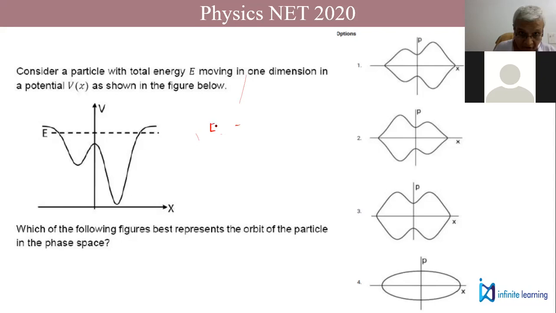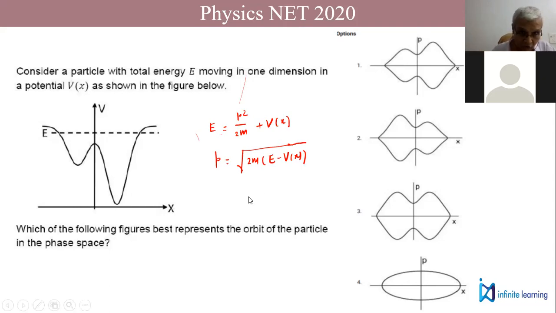What is your energy equation? Can you see on screen? Correct? So P will be the square root of 2m(E minus V(x)). And since you take a square root, it can be positive or negative. Both possibilities exist. So all four graphs show a positive as well as a negative value.